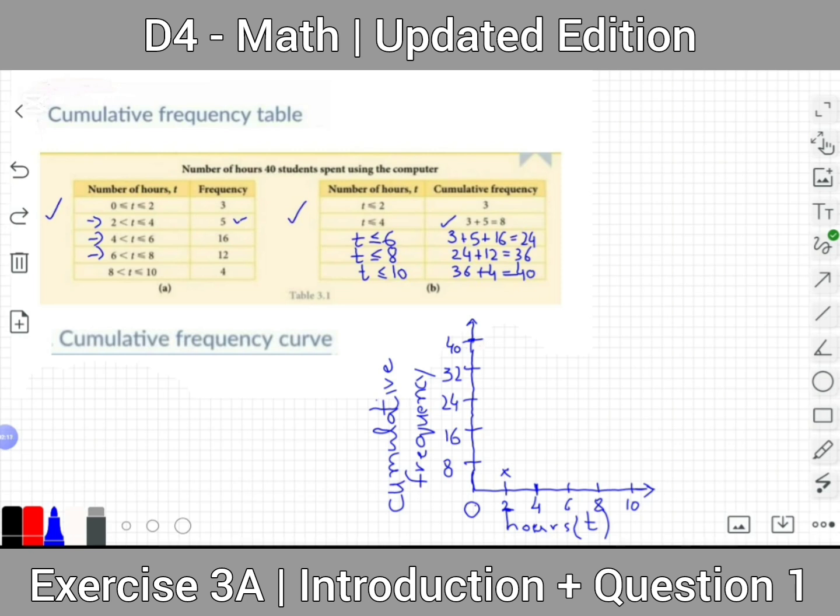Then we move on to the next interval from 0 to 4 with a cumulative frequency of 8. This 8 tells us that there are 8 students who spend up to 4 hours. So at the end of that interval, 4, we are going to plot a cumulative frequency of 8. So we go to 4 and 8 and put a cross there.